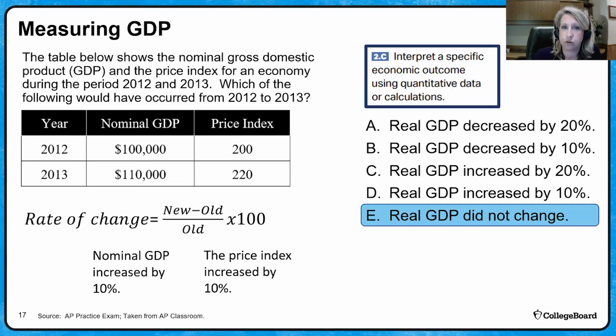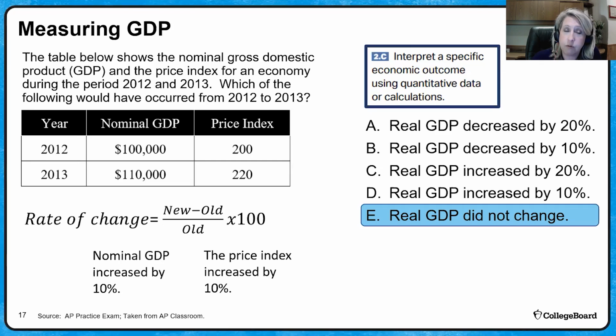What's our new value? What's our old value? What's the difference between the two? And what percentage of the old value are we looking at? In this case, the difference between the 2 nominal GDPs is 10,000. 10,000 is 10% of 100,000. That means nominal GDP increased by 10%. The difference between our 2 price indices is 20. 20 is 10% of 200. That means our price level increased by 10%.